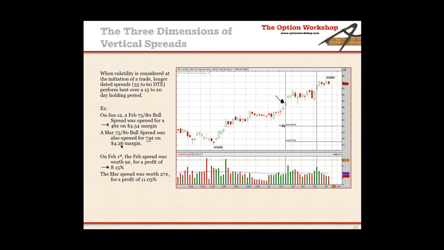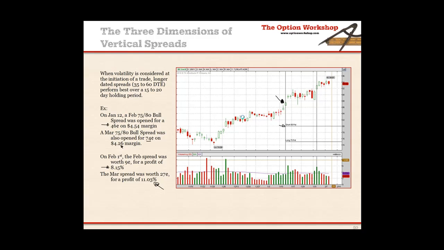This March spread, remember, traded at the same time, same strikes, was worth 27 cents. But we sold it for 74 cents. So we made a profit of 11%. Just an example to show when you consider volatility at the beginning, you can make more money with the longer dated spread.